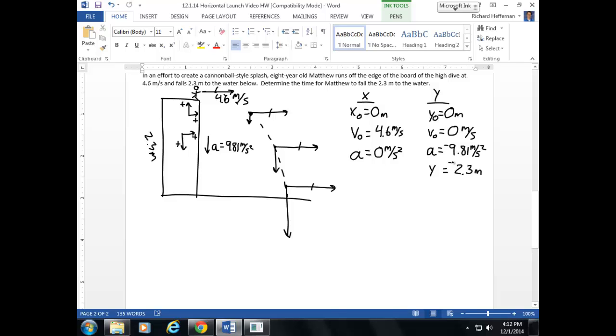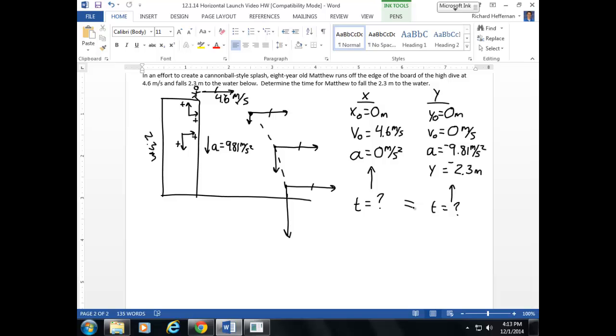So at this point, the hard work here is done. We've set up our two tables. We've listed our information in the x direction. We've listed our information in the y direction. We want to find the time it takes Matthew to fall 2.3 meters to the water. Now, if we had enough information, we could use our x stuff or our y stuff, because time is kind of what links these two problems together. The time in the x direction is equal to the time in the y direction, because the amount of time you move side to side is how long it takes you to fall vertically.